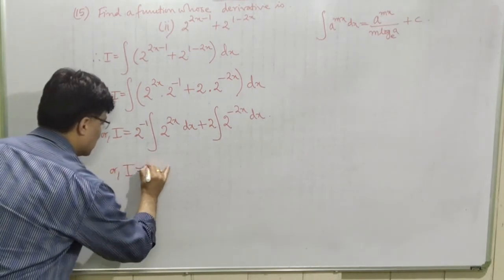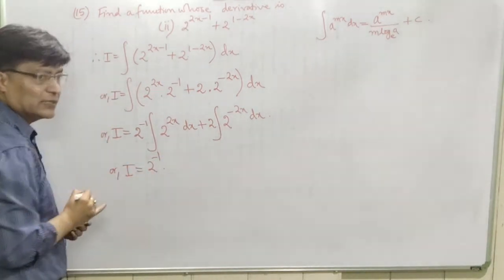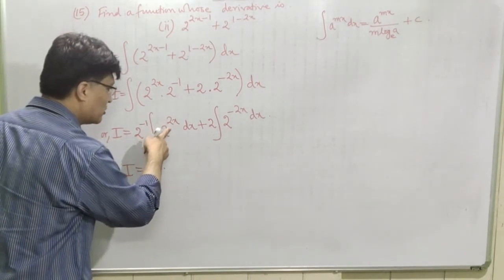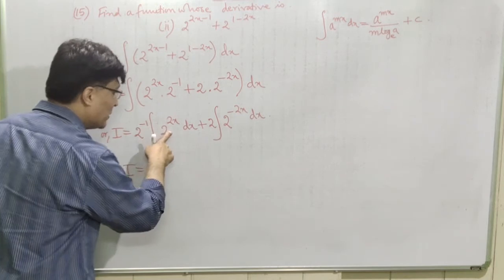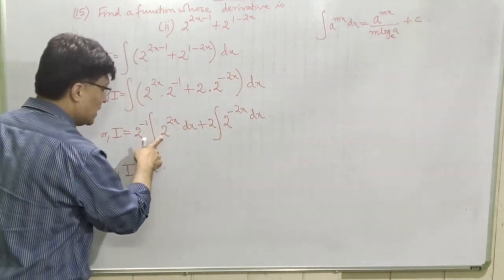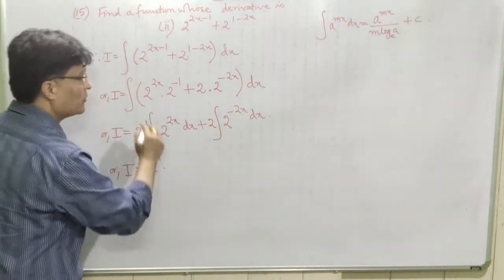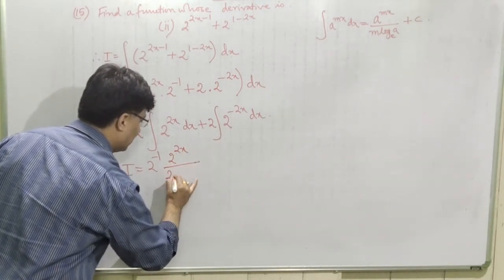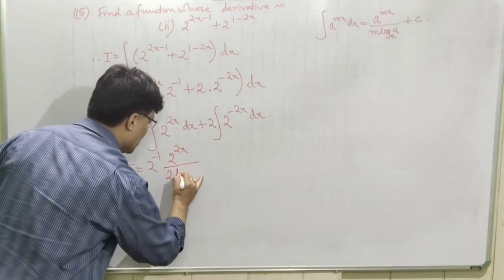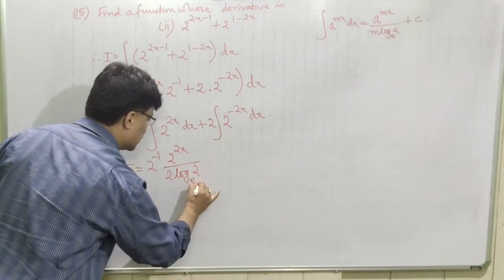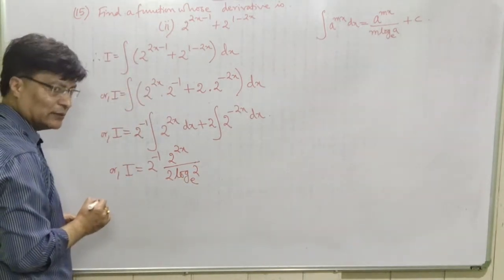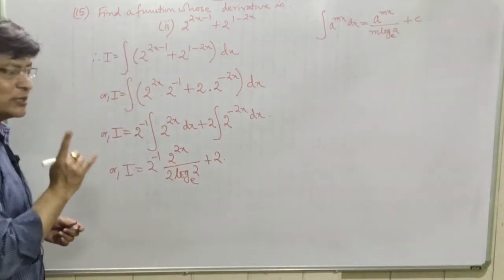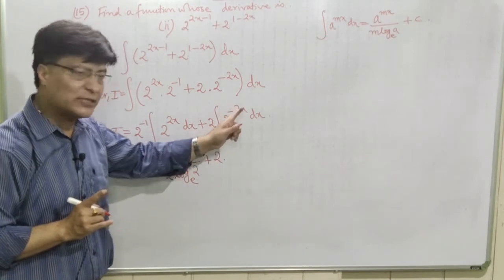I is equal to, this 2 to the power minus 1 is kept as it is. So what is integration of 2 to the power 2x? It is just like your a to the power mx. You can compare these two expressions. Here a is 2 and m is also 2. So what is the formula? 2 to the power 2x divided by m, that is 2, log a, that is log 2 base e. Is that clear? Next, plus 2 into, what is the integration of a to the power mx dx?